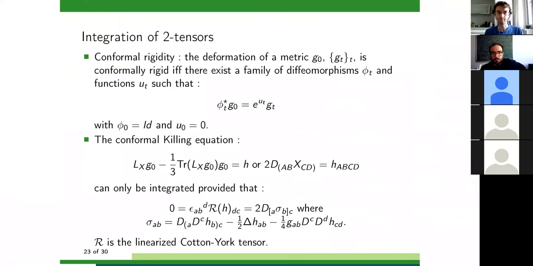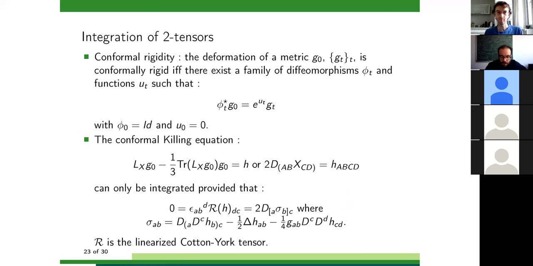So where is it coming from geometrically, this thing? This is an old problem which was studied in the 80s, and it's related to the problem of conformal rigidity. So if you take a metric g naught, and you look at a family g_t of metrics, they are conformally rigid if there is a family of diffeomorphisms such that when you look at the action of this diffeomorphism on your metric, you get this family of metrics g_t up to a conformal factor. And if you look at the infinitesimal version of that equation at t equals zero, then you will observe that you have these conditions that need to be satisfied. You will end up solving the conformal Killing equation with a source term. And this equation can only be integrated in g naught if the source term satisfies these constraints. And these constraints, again, are the linear Cotton-York tensor.